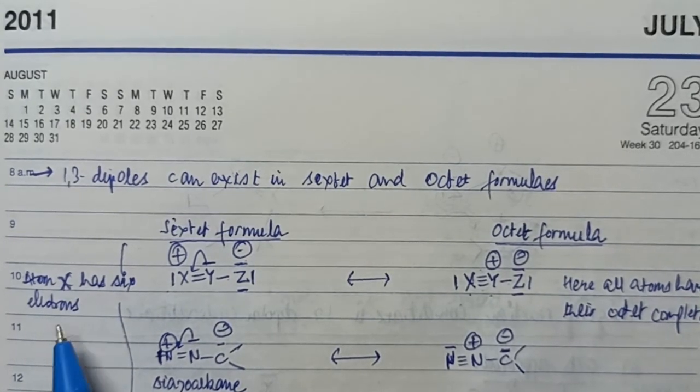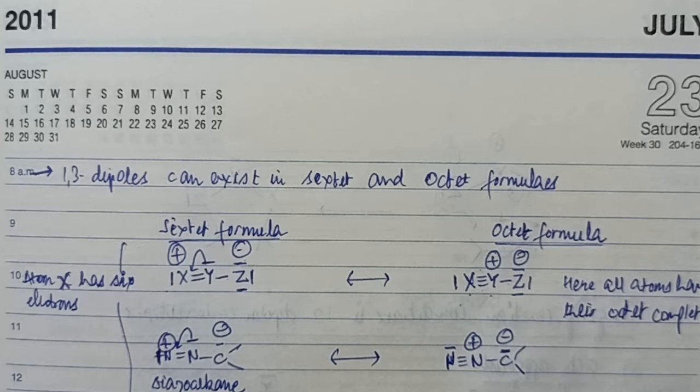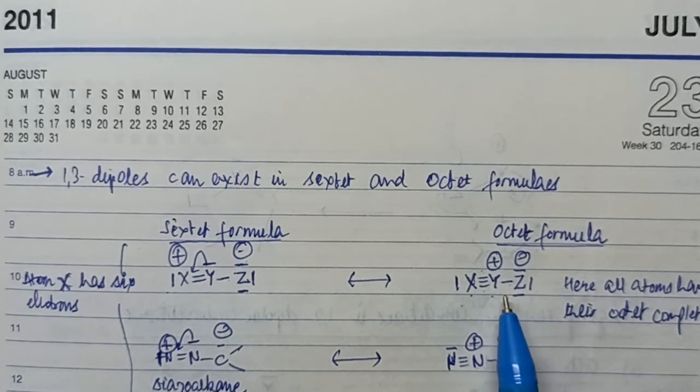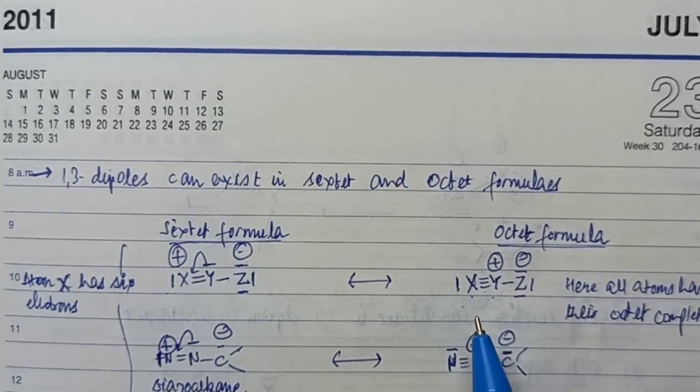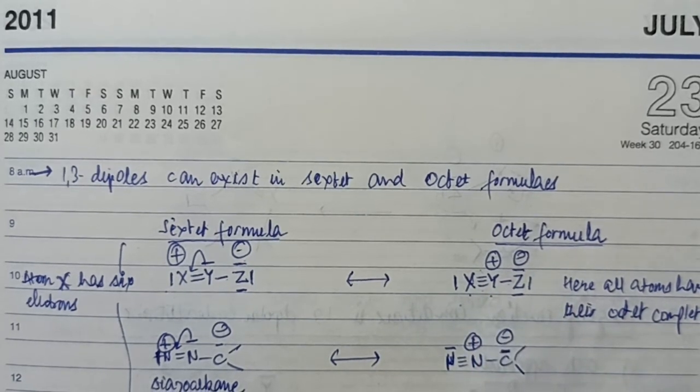In the sextet formula, there is one atom which has 6 electrons around itself. Therefore, between the 2 isomeric structures possible, the octet formula is the one which is comparatively more stable and is normally drawn for a 1,3 dipole cycloaddition reaction. And therefore, this is the formula of choice which we normally use in a 1,3 dipolar cycloaddition reaction.